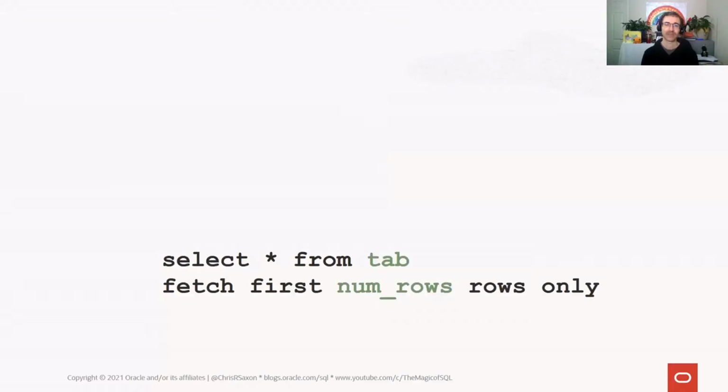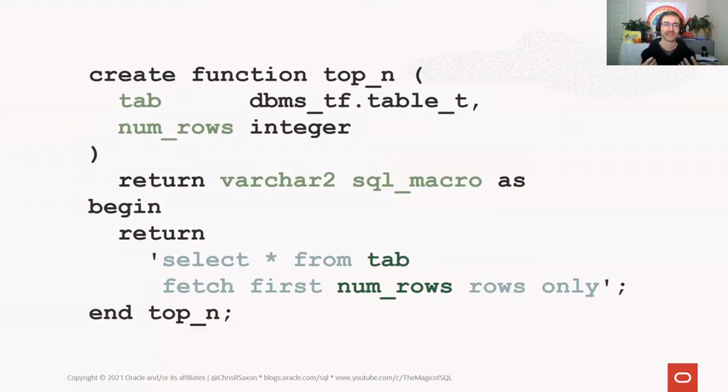As I was saying, you can do this from 12c with the fetch first syntax. So we can say from a table, get this number of rows. This is the template query, the expression we're going to return in the macro. I want to return that as a string, so I need to quote it. Then I'll create the function, which has the parameters table, tab, and the number of rows.